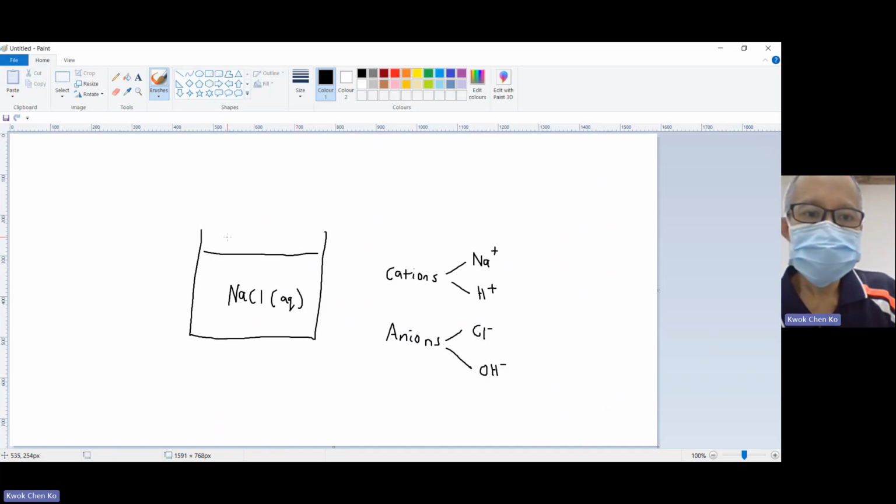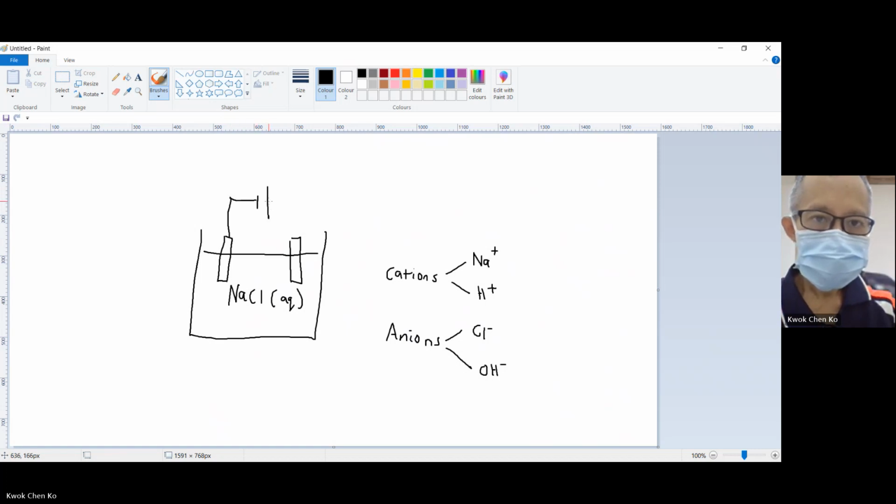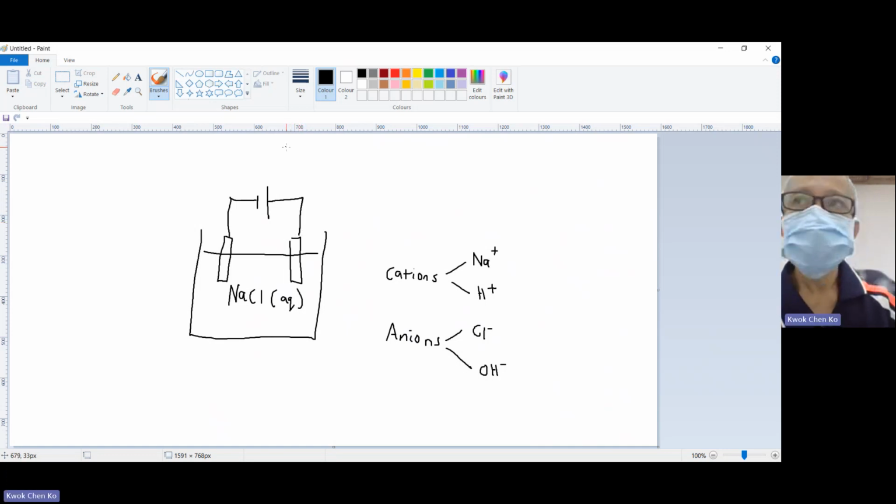So next, I put in my electrodes. Now, you notice the battery there. So this is electrolysis. Next question. Which one is anode? Which one is cathode? Of course, you can refer to your notes for now. Cathode is the left side. Good. Anything why? How do you know?